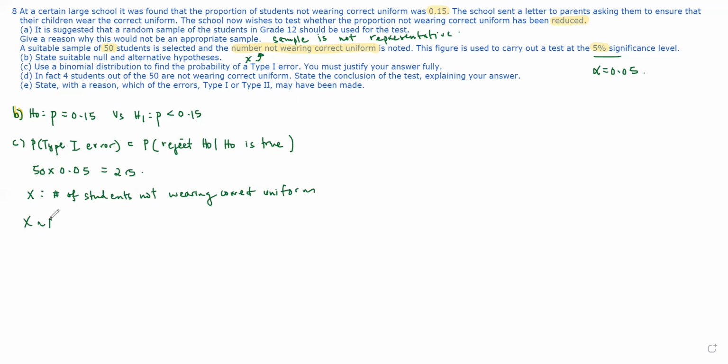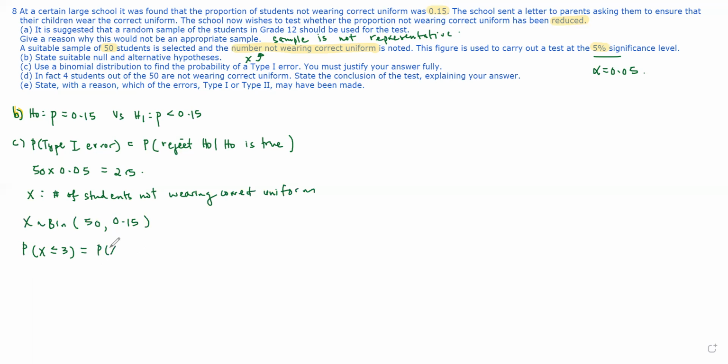Then we know that X follows a binomial distribution. The sample size is 50. And since we are finding type 1 error, the null hypothesis is true when the probability of success is 0.15. We need to find the probability that X is less than or equal to 3. Because n times 0.05 is 2.5. So we look at 3 first. You can start with a 2, but 3 works as well.